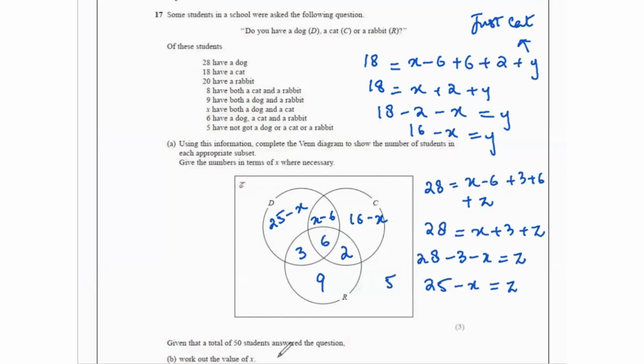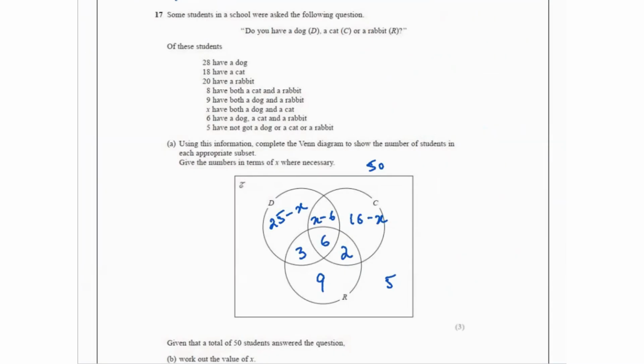Now, total number of students is 50. We have to work out the value of X. So this total is 50. To work out the value of X, what we can do is put all of these equal to 50. So we'll write 50 equals 25 minus X plus X minus 6 plus 16 minus X plus 3 plus 6 plus 2 plus 9 plus 5. All of these add up to 50. And remember the overlapping regions, you write them once, not twice.